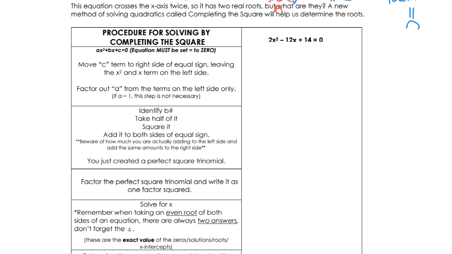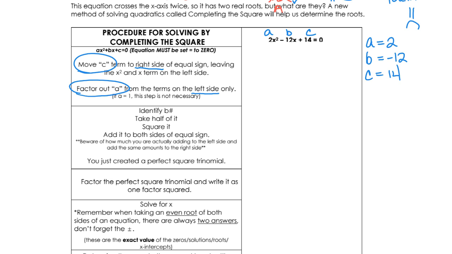So first off, the equation must equal 0, which we already know. But then we're going to move the C term over and take out the A term, so it's a little bit tricky to remember that. We're going to move C to the right side, and we're going to factor out A from the left side. We should know what A, B, and C are. Our A value is the number in front of the squared term, which is 2. Our B value is negative 12, which is always in front of the X term. And then our C number is the number by itself, which is 14, just in case you guys didn't know those.